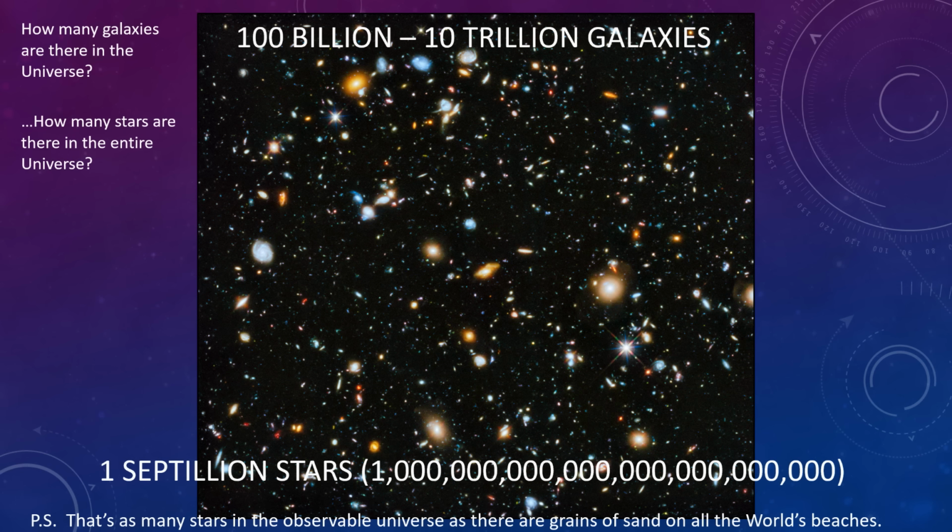This is roughly as many grains of sand as there are on all of the world's beaches combined. So if you take a handful of sand, you couldn't even count the number of sand grains that are in your hand in any reasonable amount of time. Well, now take all sand in all of the world's beaches combined. That's roughly, give or take a lot, but roughly how many stars there are in the universe.